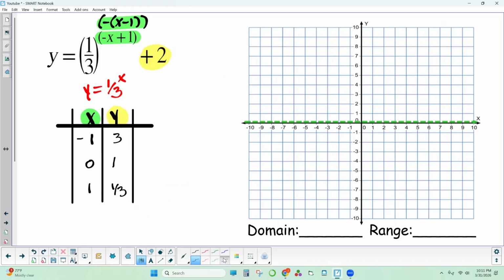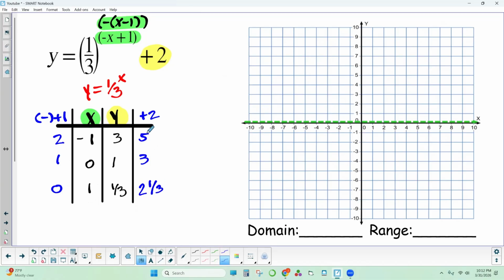All right, so again, I'm going to multiply by negative, and I'm going to add 1 to my x's. And then with my y's, I'm going to simply add 2. Okay? So I'm going to take the opposite of -1, add 1, get 2. 0 plus 1 is 1. Take the opposite of 1 plus 1 is 0. All right? Now 3 plus 2 is 5. 1 plus 2 is 3. 1/3 plus 2 is 2 and 1/3.